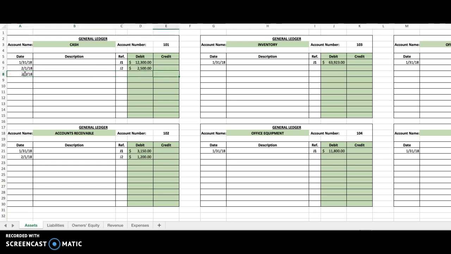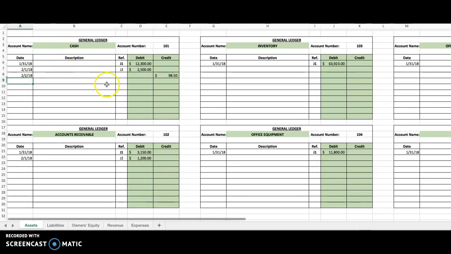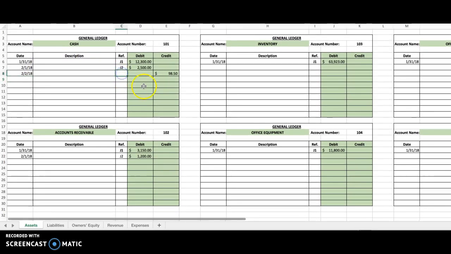And we spent money this time, $98.50. So cash goes down. The reference is journal page 2. So we have 2 increases to cash so far, and we have 1 decrease or credit because we spent some money. Again, 101 is the account number. It goes back in the journal on the same line there as cash for February 2nd.